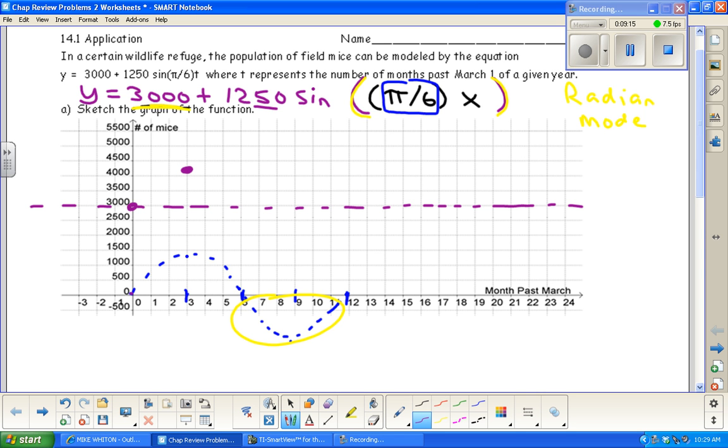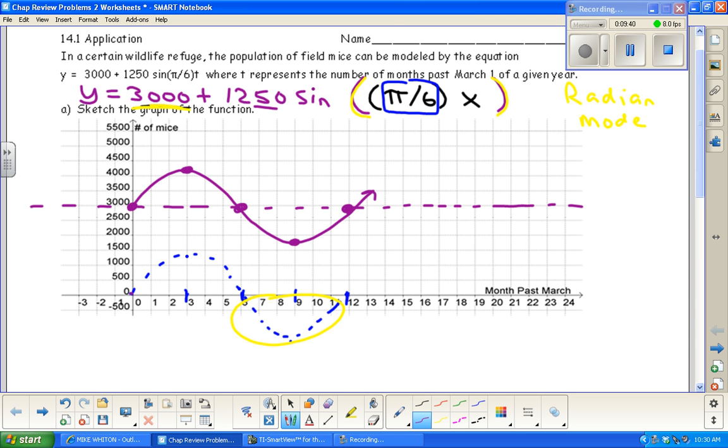And then at 6 months, I get back to the midline. At 9 months, I'm 1250 below where we were, so that would be what, 1750? Okay, so that was from the 3,000, 1250 less, and then by 12 months, we're back where we started, and then it's just going to start repeating itself. Okay, so this is kind of what ours would look like.